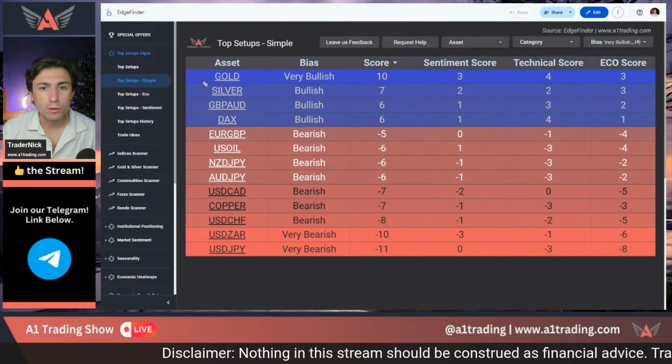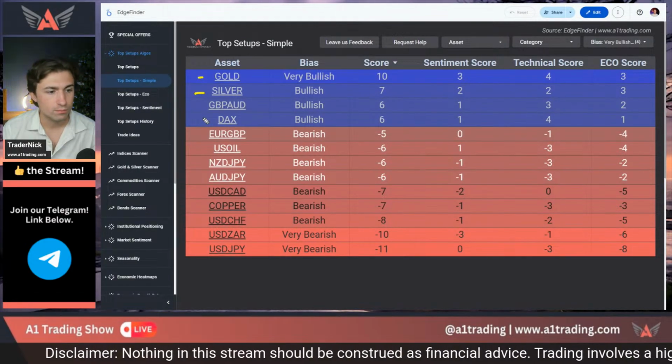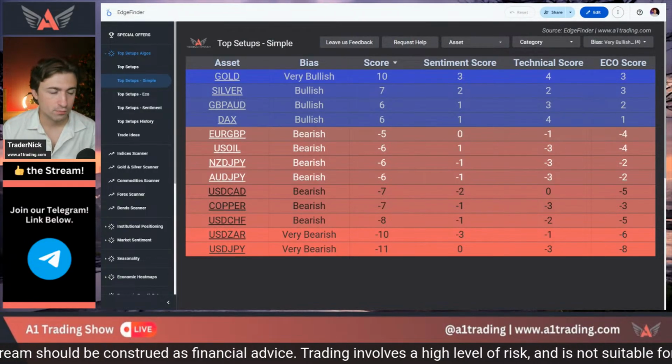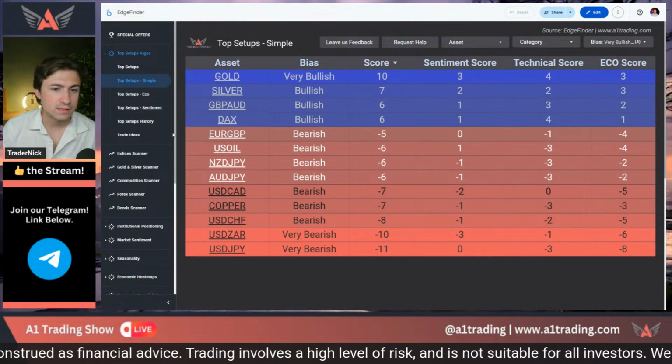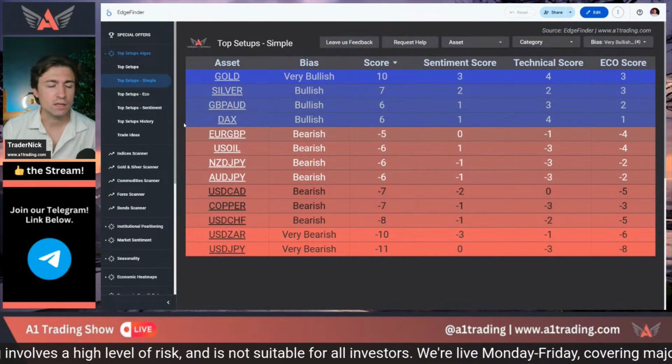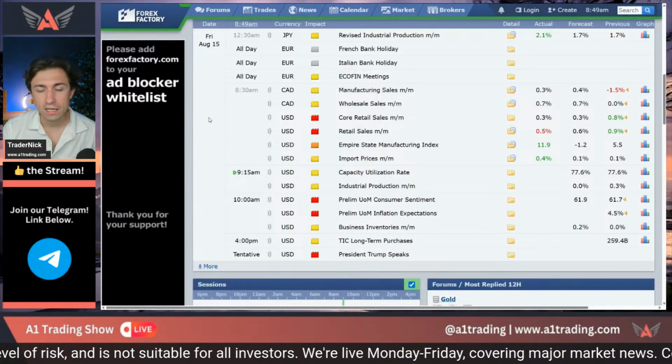Gold and silver both getting bullish readings. So we'll see what happens there. Share the currency surprise meter readings. I may get to it, I may run out of time. I've only got a couple minutes, so I'm going to keep moving. If you have the Edgefinder, pull it up on your side.